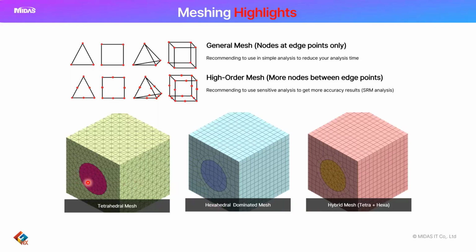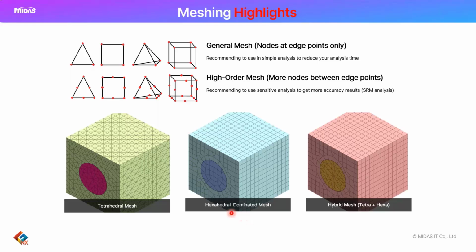We have a tetrahedral mesh, which can be useful for any kind of complex geometry. The only thing is this will end up having a very huge number of elements, so the analysis time will be very much increasing. Hence, tetrahedral mesh is very much helpful when you're dealing with complex layers, but you will end up having a lot of elements.